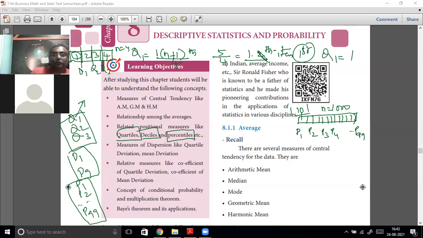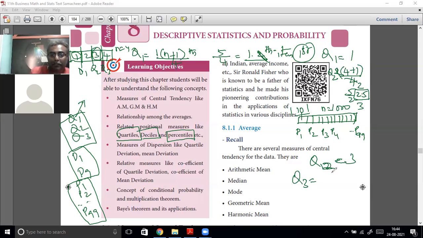Like that, Q2 will be what? 2 into (4 plus 1) by 4. This will go 2 times. 5 by 2 is equal to 2.5. Okay. 2.5 rounds off to 3. Because 2.5 will become 3 when you round off. So Q2 will be 3.